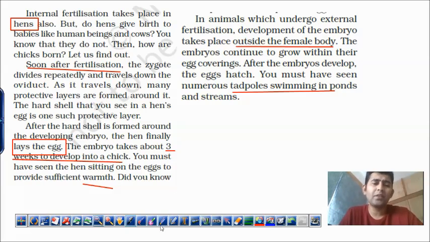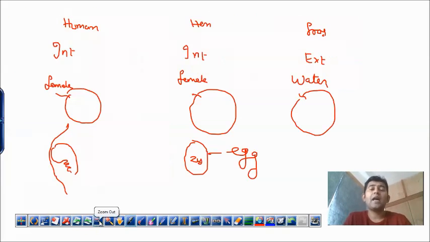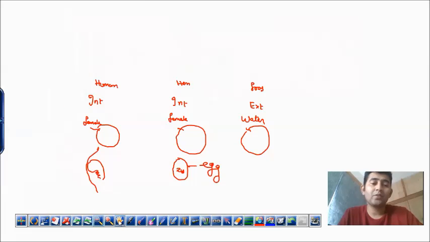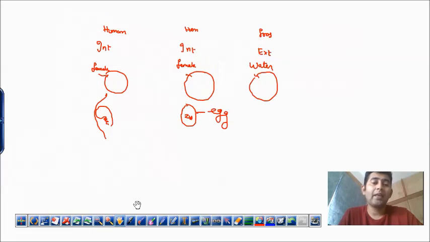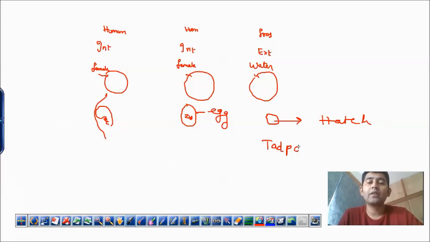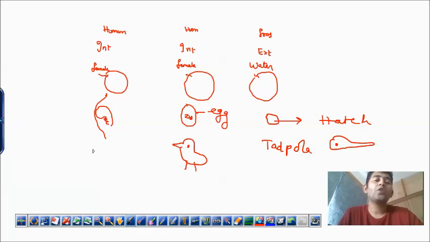So, it's nothing much. I have summarized it here. यहाँ से समझ लो कि क्या सिचुएशन होती. ह्यूमन, हेन, फ्रॉग. और फ्रॉग के अंडे में से जब हैच होगा तो कौन बाहर आएगा? टेडपोल. Tadpole, which is still a kind of baby frog. And this baby frog will become mature frog later on. Hen के अंडे में से कौन बाहर आएगा? A chick, a cute little chick. और ह्यूमन बीइंग में क्या बाहर आएगा वो तुमको पता है.